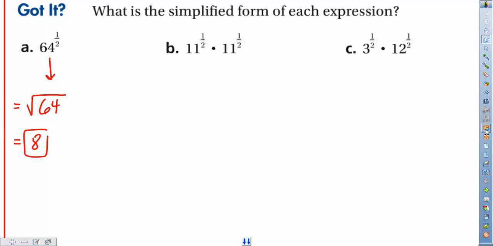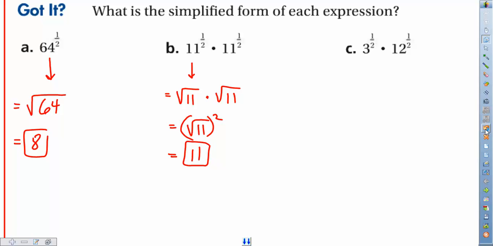Okay? We look at B. We have 11 to the 1/2 power times 11 to the 1/2 power. Wouldn't that be the square root of 11 times square root of 11? Which would be the square root of 121, or the square root of 11 squared, which would just end up being 11. I'm going to come back to that one here in a minute.